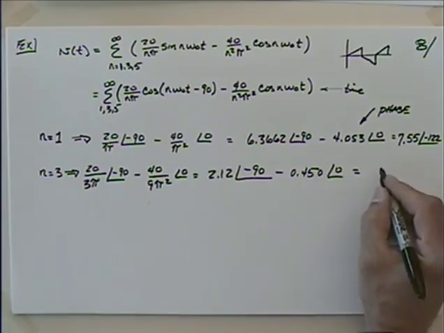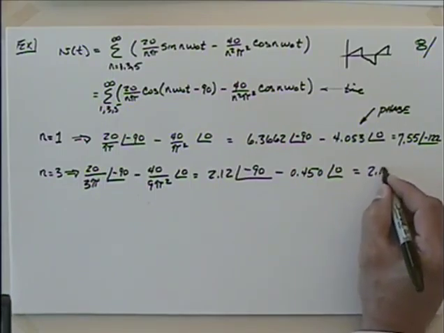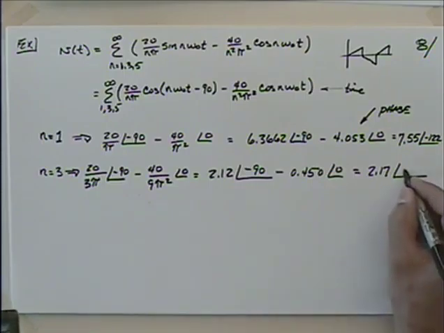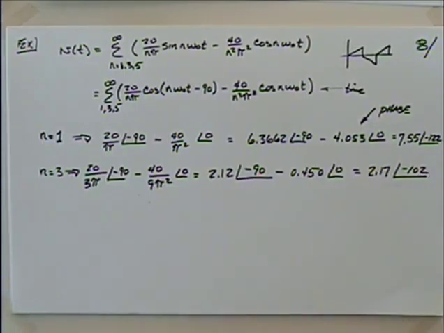So we end up with 2.17 at an angle of minus 101.9, let's say minus 102. Mm-hmm. So when we're placing any angle through, we get to things like cosine of n omega naught t. Where does the n omega naught t go?